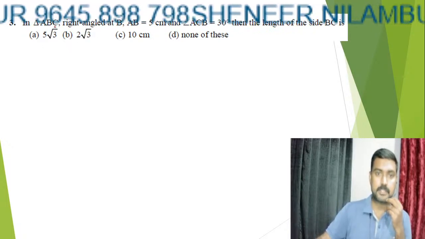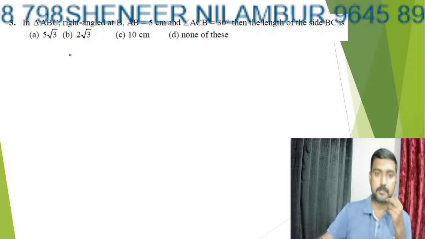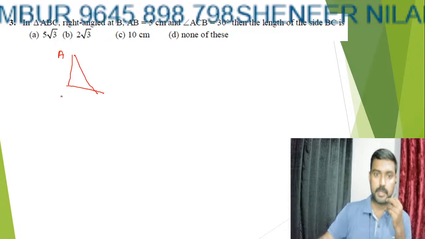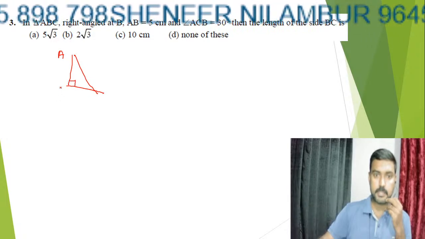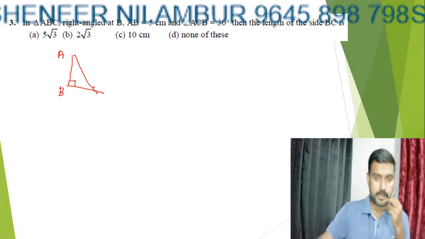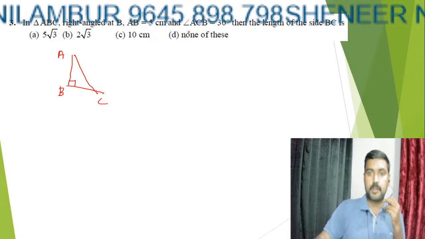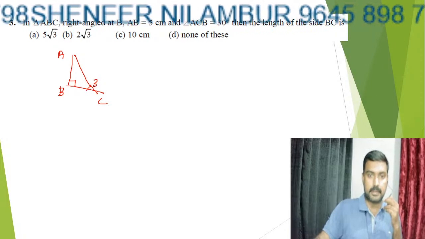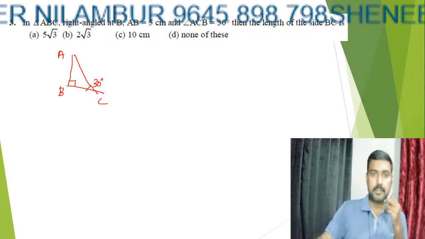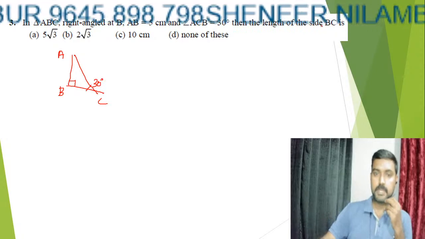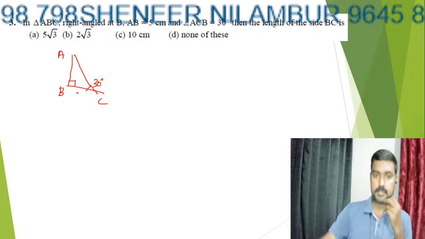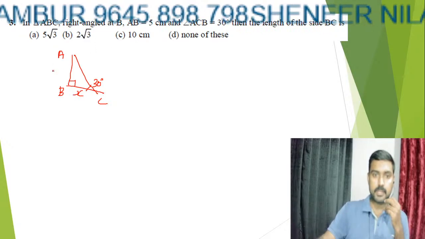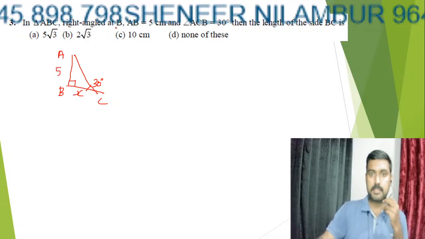Next question, there is a triangle ABC which is right angled at B. So, we can draw a right angle triangle and we can give the name ABC. Right angled at B, so here we can give B. Now, angle ACB is 30 degree. Here it is 30 degree. Then, the length of the side BC is dash. BC is asked. BC we can consider it as X. Here AB is given as 5 and it is right angled.